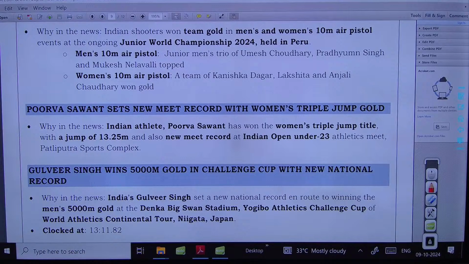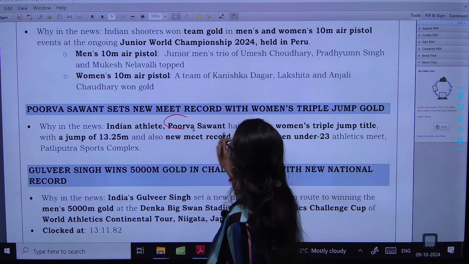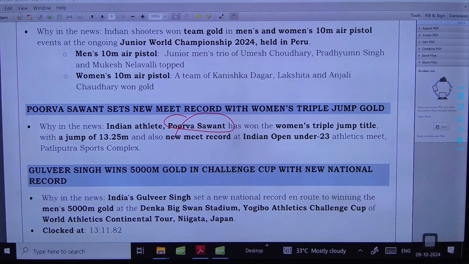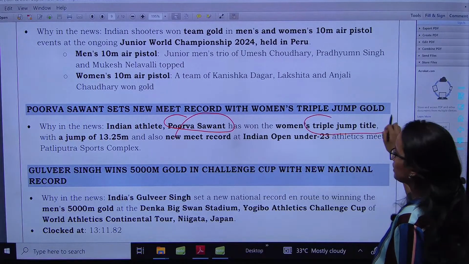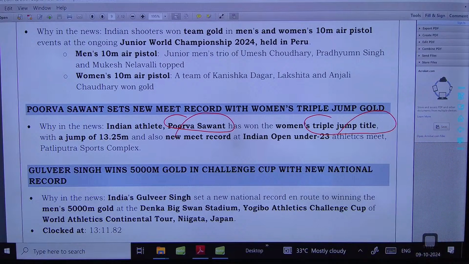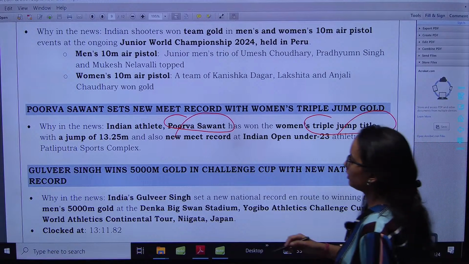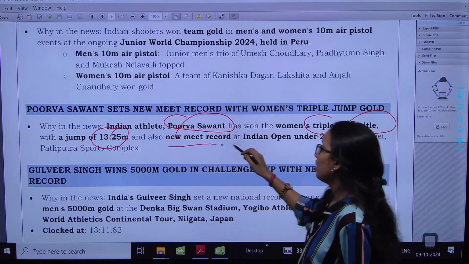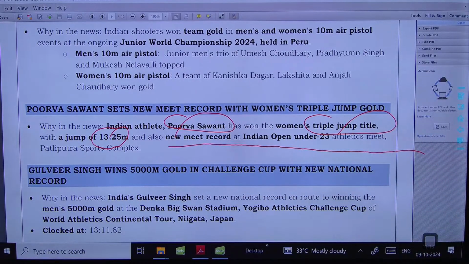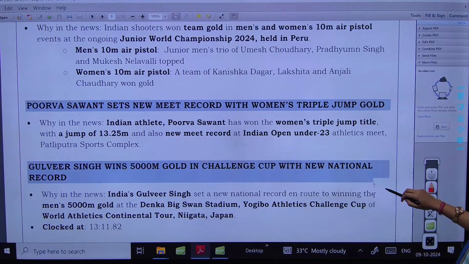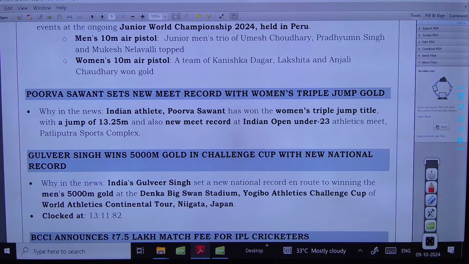Next is Indian athlete Purva Sawant, who has won the women's triple jump title with a jump of 13.25 meters, and also a new meet record at the Indian Open Under-23 athletics meet, which was held at Patliputra Sports Complex. So remember this name, Purva Sawant, women's triple jump title won with a jump of 13.25 meters.